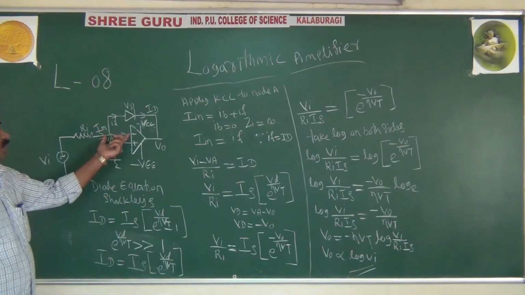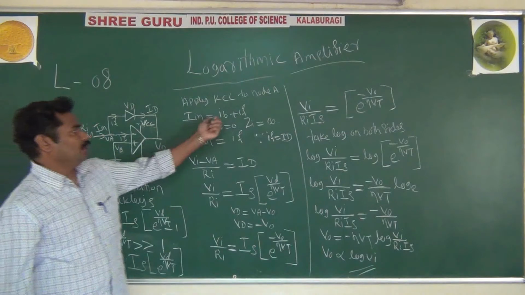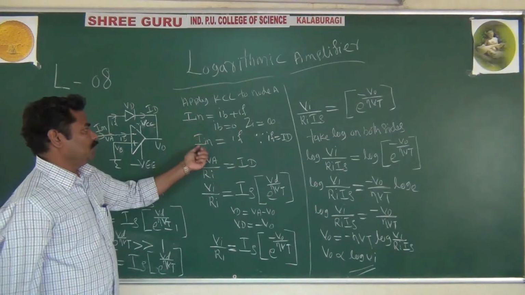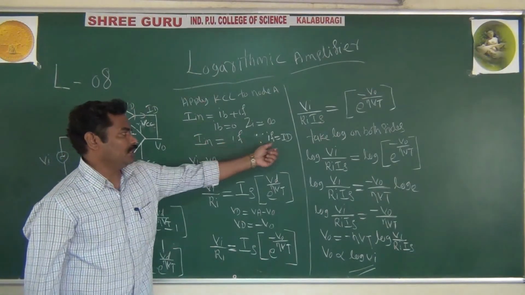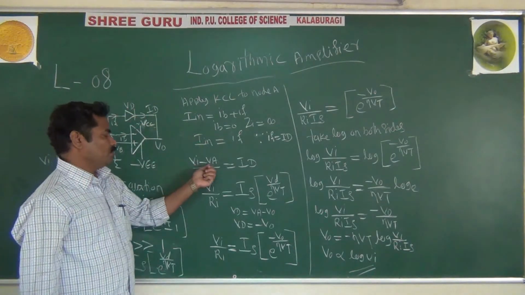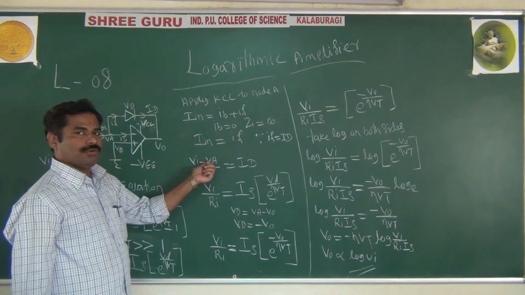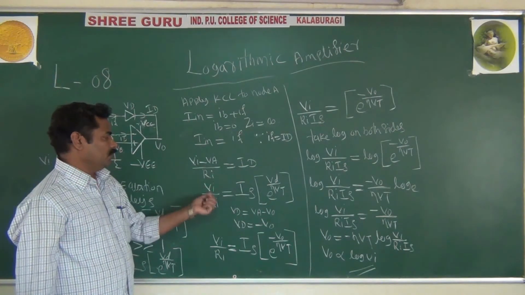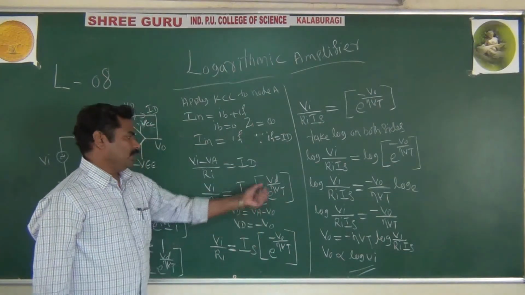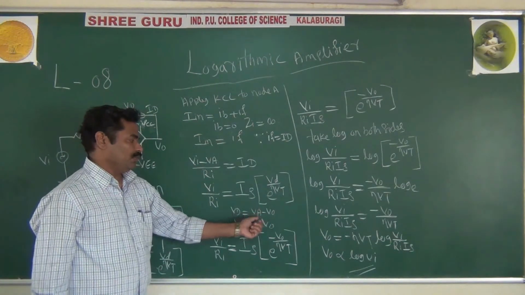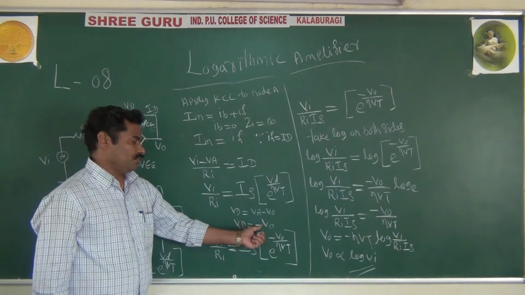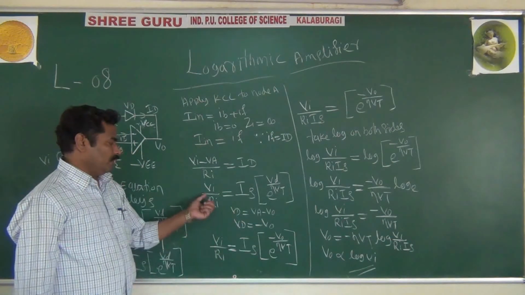Then, as usual, you apply KCL, that becomes In is equal to Ib plus If. We know Ib is 0 because the input impedance is infinity, and it becomes In is equal to If. In place of If you can write ID, because you are using a diode in the feedback path. In is nothing but Vi minus Va by Ri, and here Va is 0 because of the virtual ground. ID as it is, and Vi by Ri, and we know the ID value Is e raised to Vd by eta into Vt, and Vd is nothing but Va minus V naught. Here also Va is 0 because of the virtual ground concept, and Vd is equal to minus V naught.